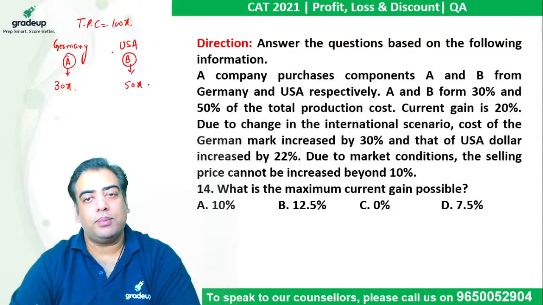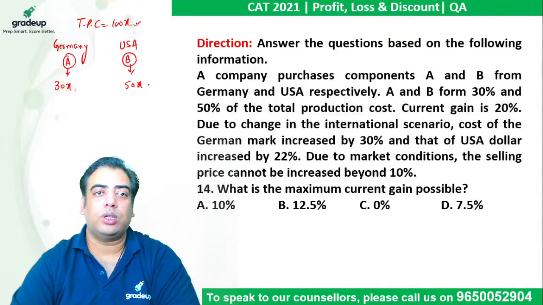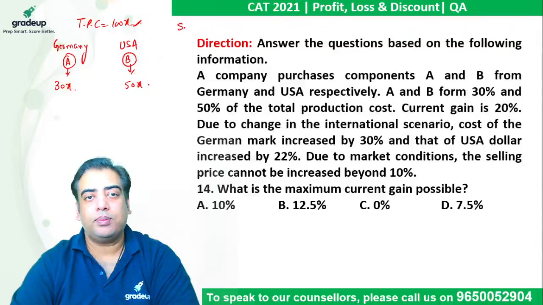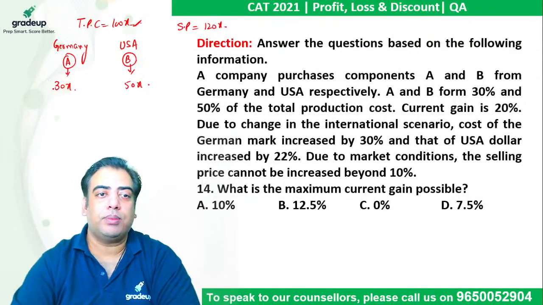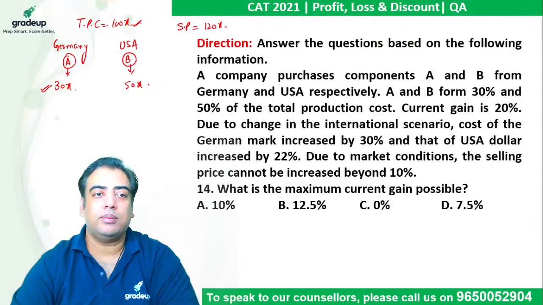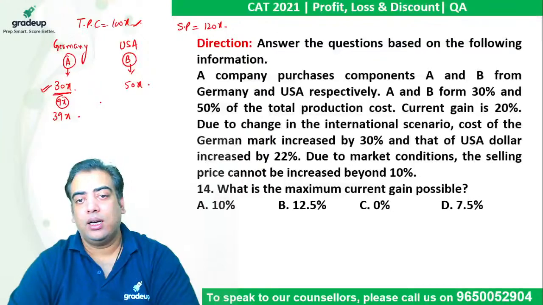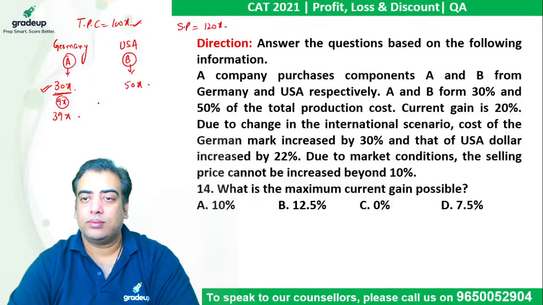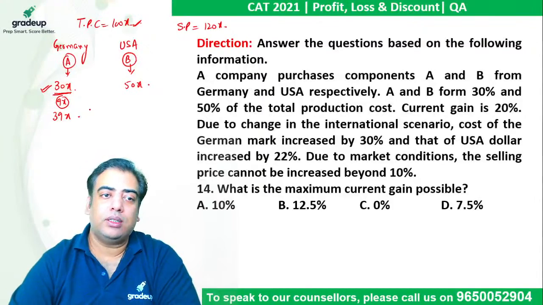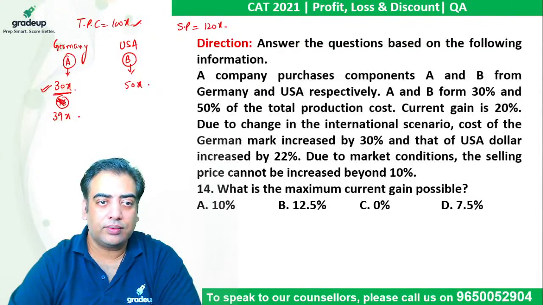Current gain is 20%. So on this total production cost, there is a gain of 20%, which means the selling price must be 120x. Due to change in the international scenario, cost of German mark increased by 30%. So 30% of 30x comes out to be 9. So there is increase of 9x, which makes it 39x. And that of USA dollar increased by 22%. Okay, so he says German currency increases, not this value.